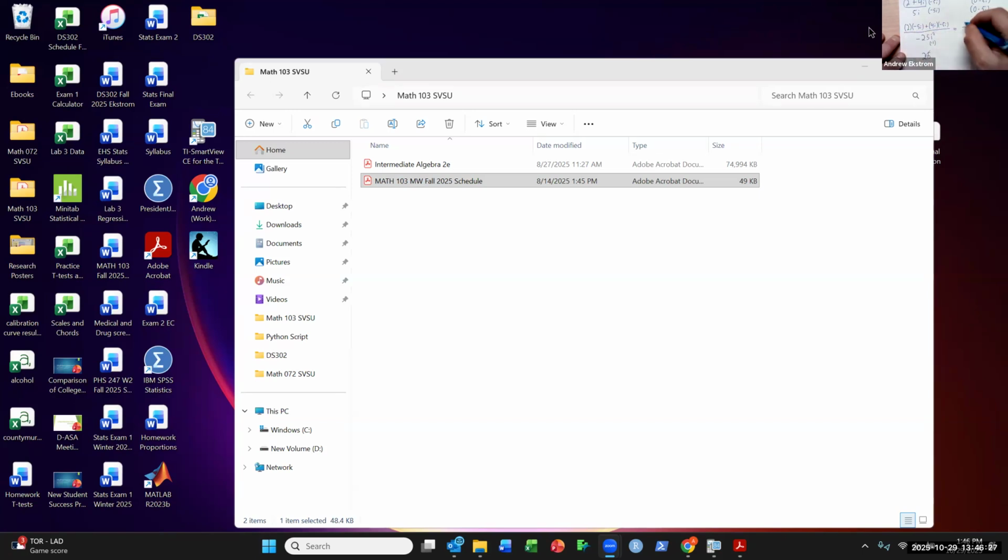2 times negative 5, negative 10i, plus 4 times negative 5, so negative 20, and then i times i, again i squared. We know that i squared is going to be a negative 1. So negative 20 times negative 1, positive 20. And all this is going to be divided by 25.